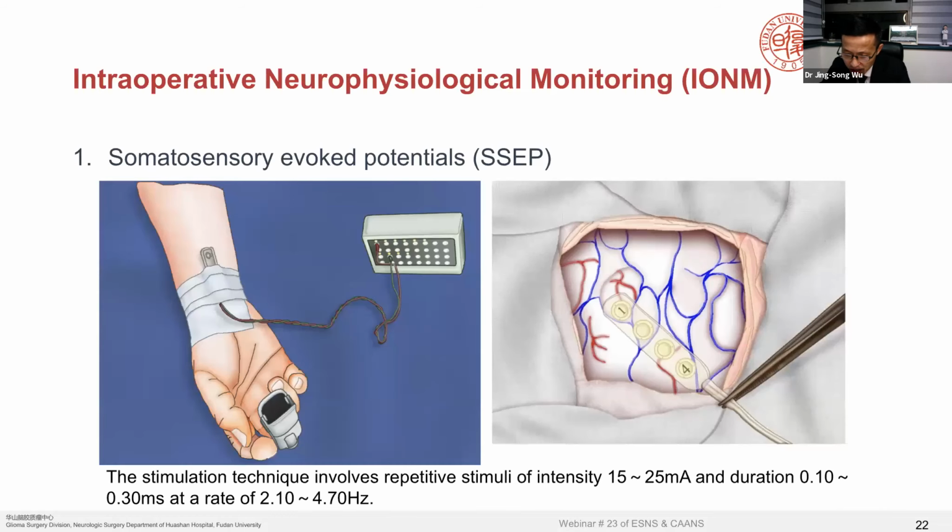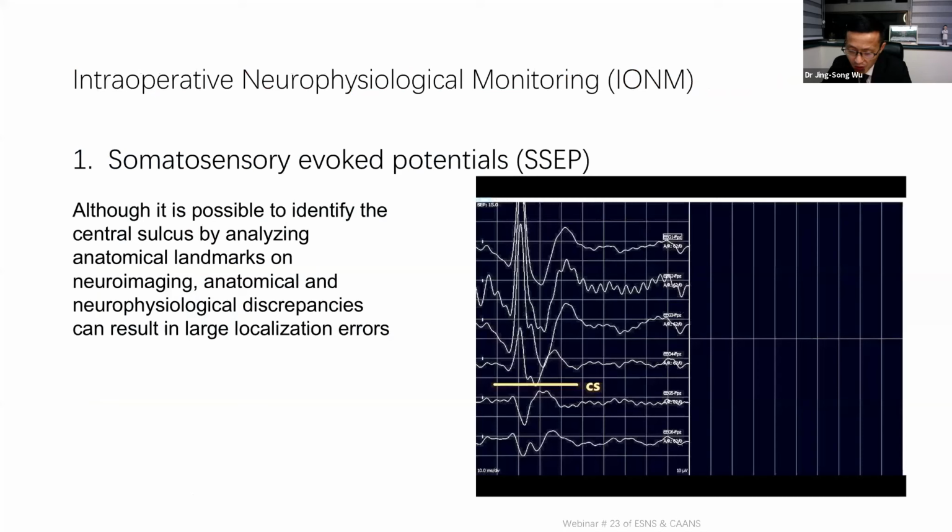An important initial step in sensory motor function mapping is identifying the central sulcus by the SSEP phase reversal technique. A strip electrode is placed on the surface of the presumed central sulcus to record SSEP by stimulating the median nerve. Although it is possible to identify the central sulcus by analyzing anatomical landmarks on neuroimaging, anatomical and neuropsychological discrepancy can result in large localization errors.